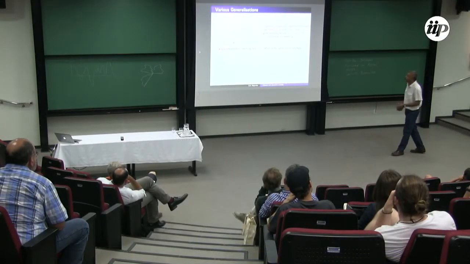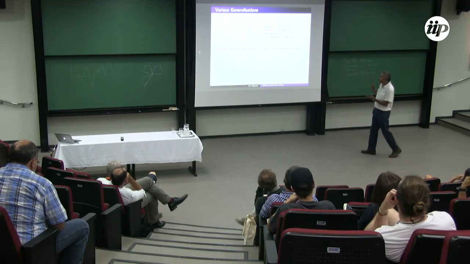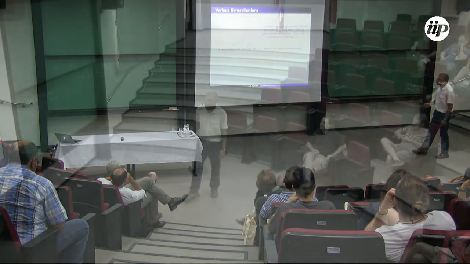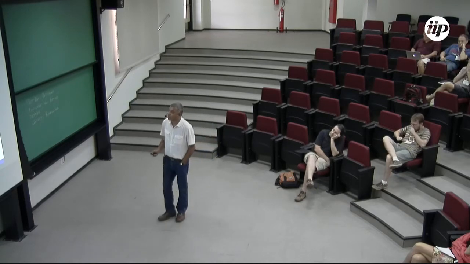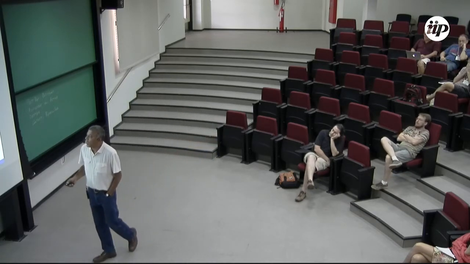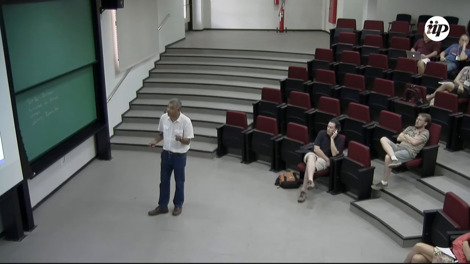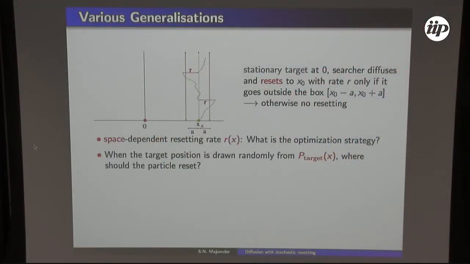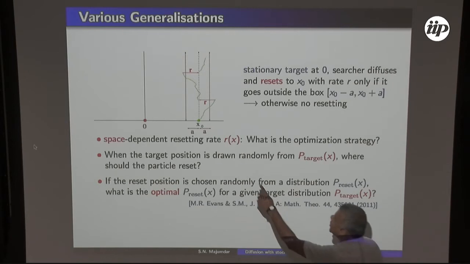Since I'm running out of time, this is the basic Green's function, if you like. Once you have solved this problem, you can generalize in many different ways. For example, you can ask what happens if the resetting rate is not a constant r but depends on the position x where the particle is, and what the optimization strategy is. Or maybe you don't know exactly where the target is, but there is a distribution of the target position, so where should the particle reset? Similarly, here I'm resetting only to the initial point, but you can reset to any arbitrary point. You can work all these out once you know the basic solution.